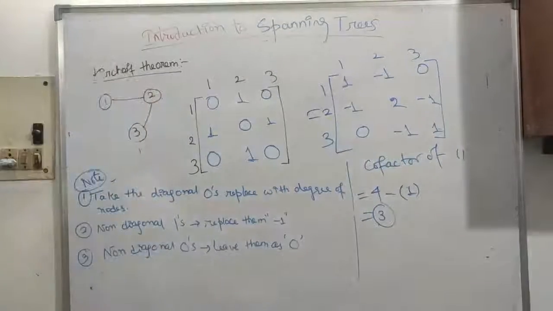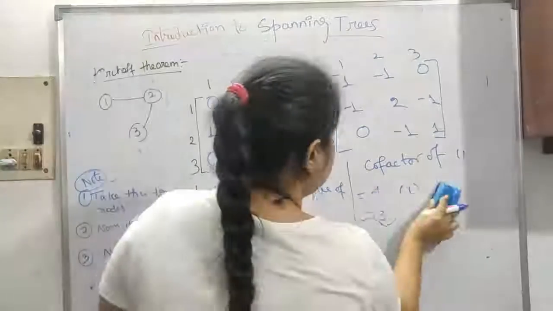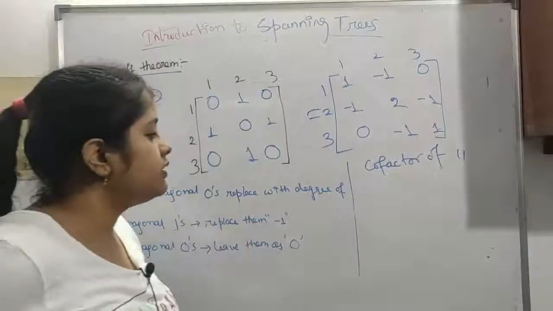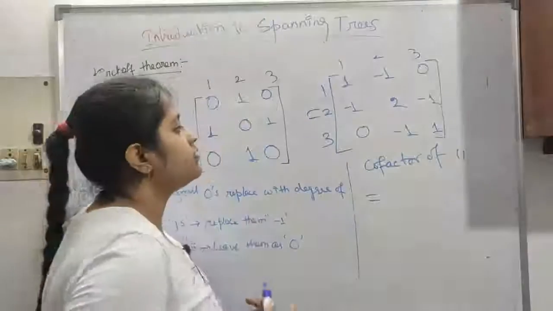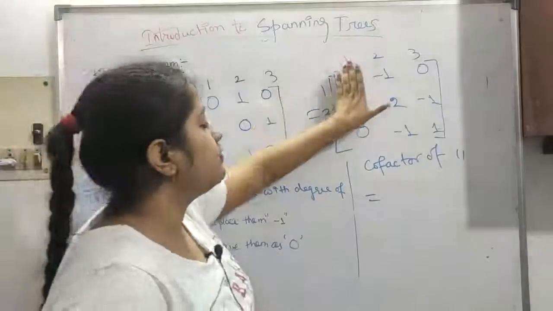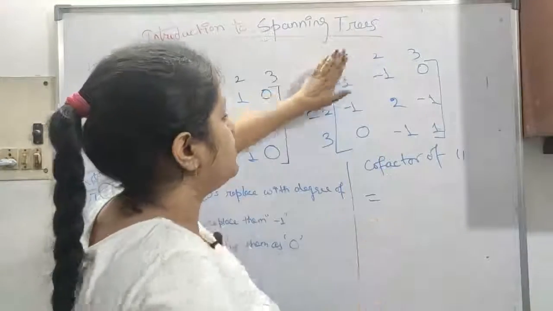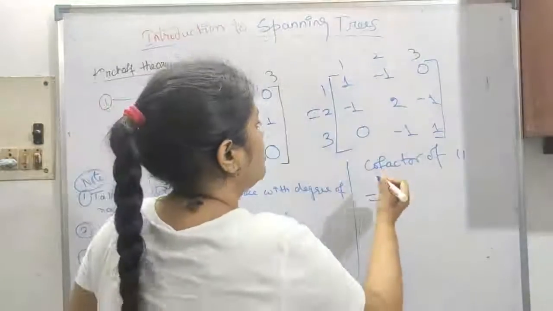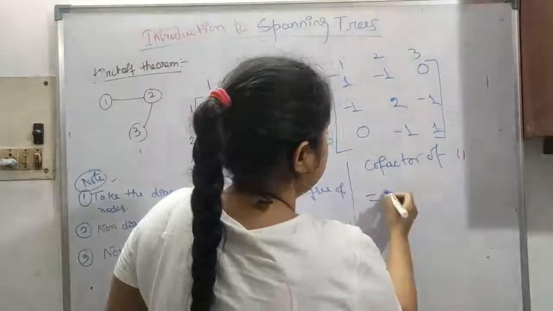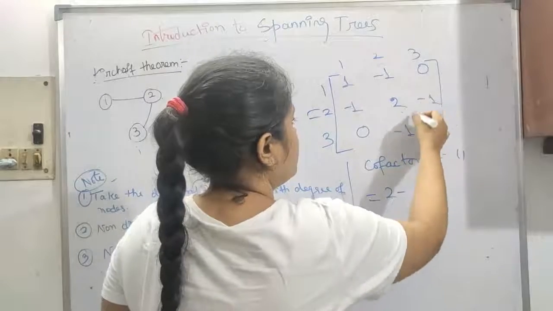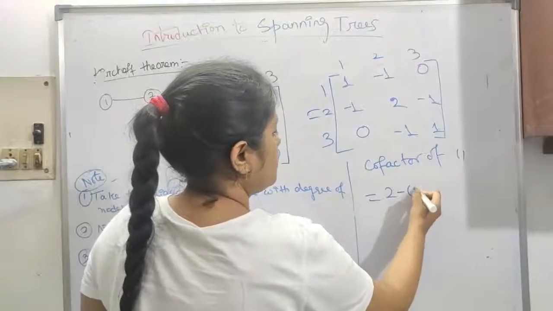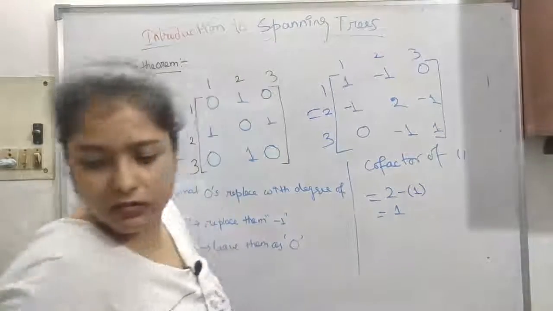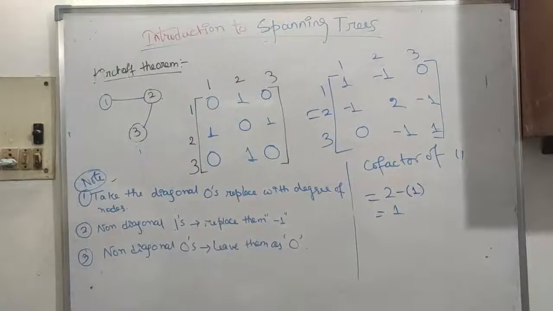So now we have to find the cofactor of any element, and that will be our number of spanning trees. So now let's find the cofactor of 1 1 only, because that is easier. Cofactor means we have to remove this 1 1, that is, remove this column and this row. So then it is coming as 2 into 2, 2, minus of minus 1 is 1. So 2 minus 1 is 1. So 1 is the answer. Yes, 1 is the answer.